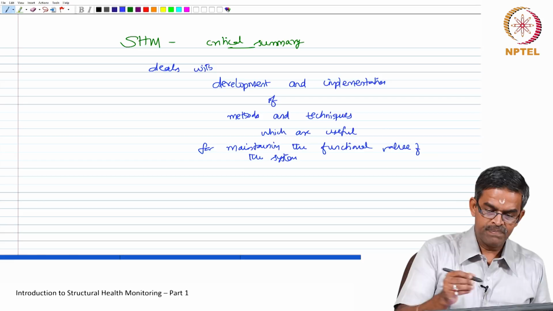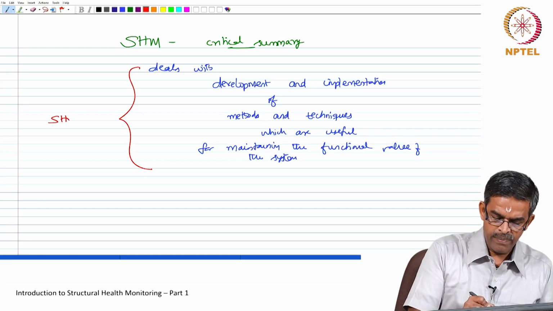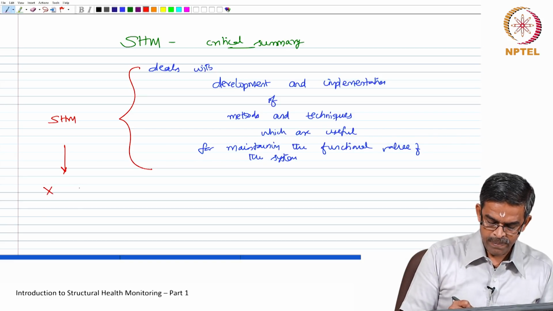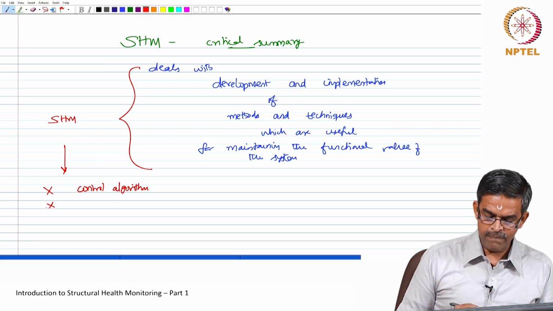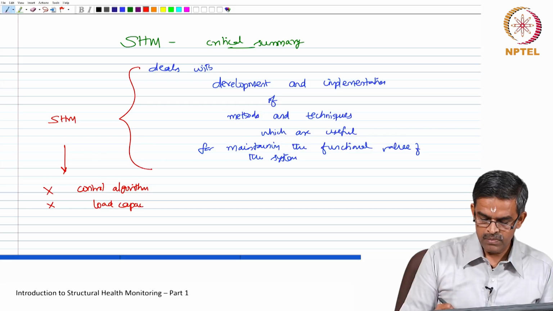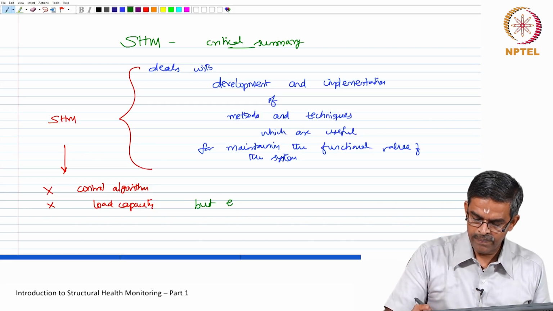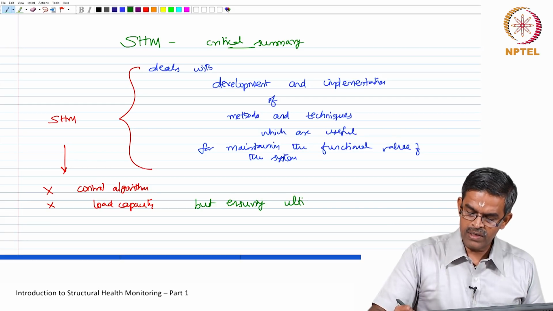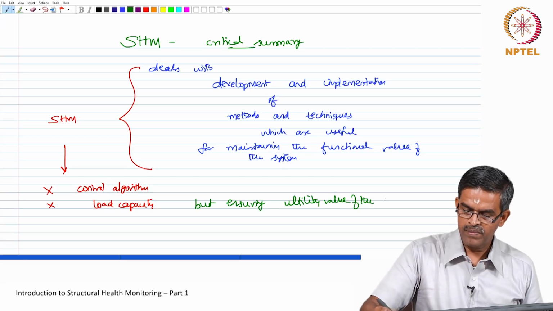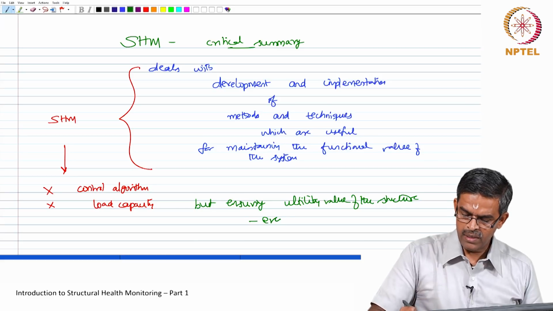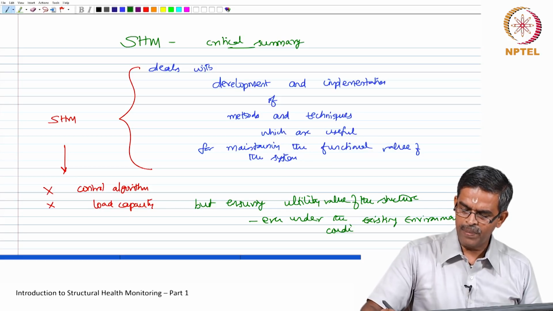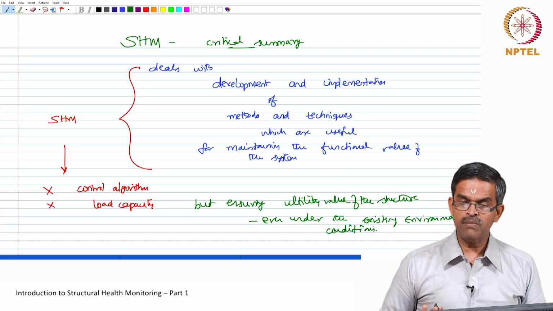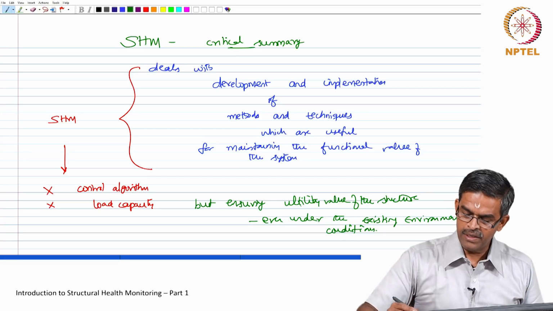So, one can say very clearly here that the main objective of health monitoring is actually not exercising a control algorithm, not exercising assessment of load capacity, but ensuring the functional utility value of the structure, even under the existing environmental conditions. I will come to the point of what will happen if these conditions change. So, SHM talks about essentially maintaining the utility value.